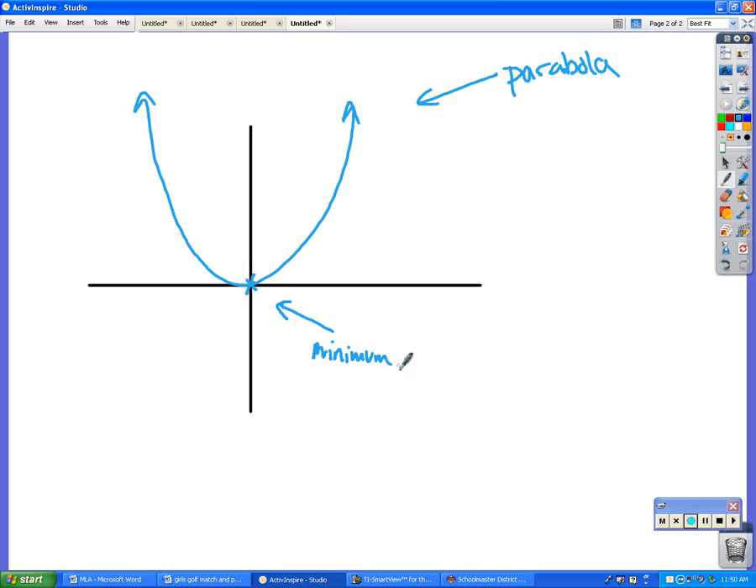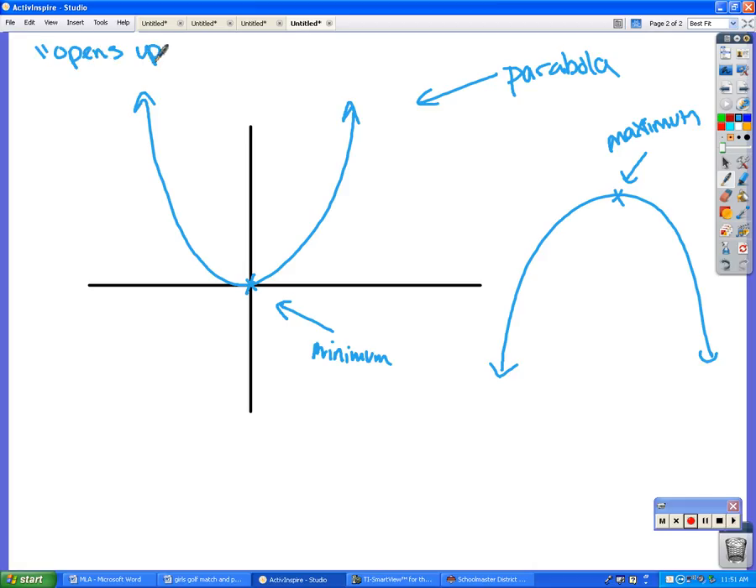Okay? Not all parabolas are upside down, like I showed you the one at the beginning of the class. Some of them go right side up. And now this point right here would be the maximum. Okay? So depending on which way the parabola goes, instead of saying upside down or right side up, what we're going to talk about here is that this one right here opens up.